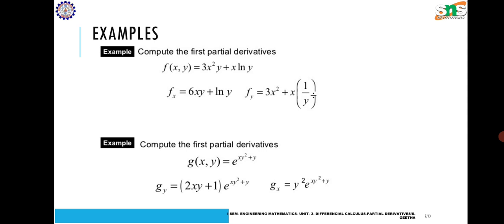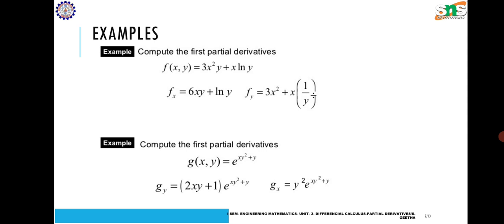Here are a few more examples. f of x comma y equal to 3x square y plus x into log y. Now we are going to find the derivative with respect to x. fx is equal to, differentiating x square we get 2x. So 3x square gives 6x, and y will be treated as constant. So 6xy plus, differentiating x we get 1, so x into log y will be written as plus log y.